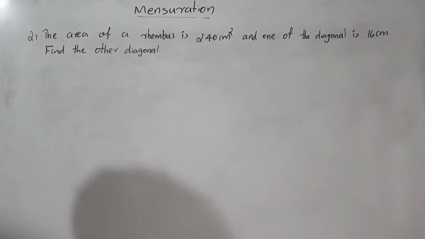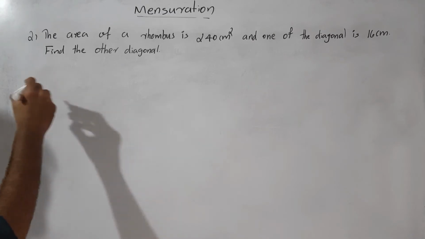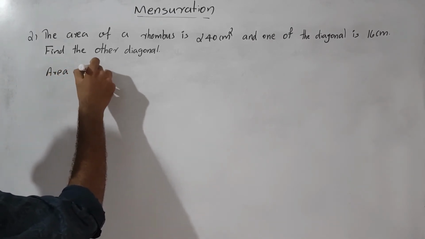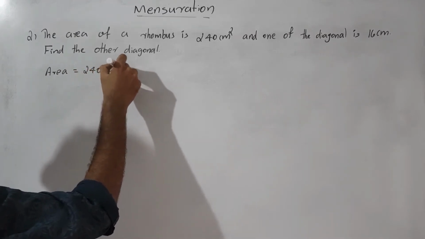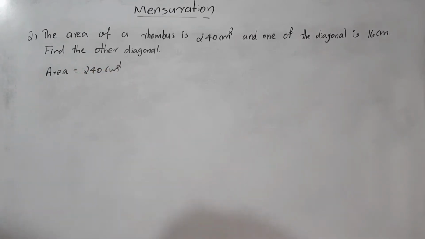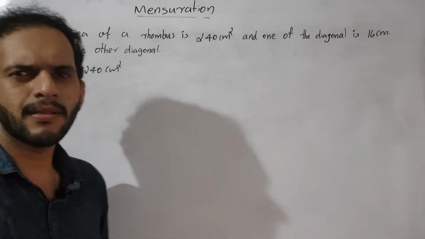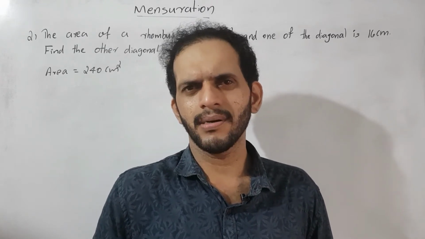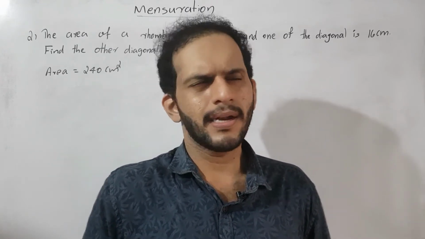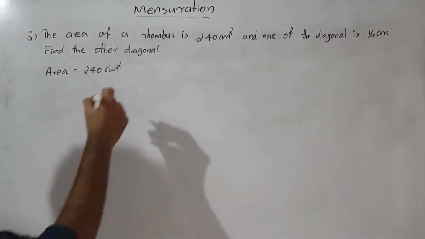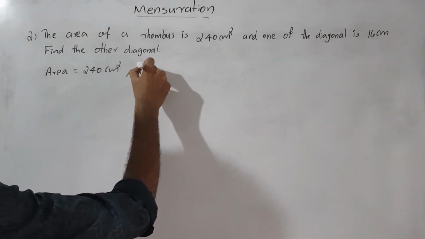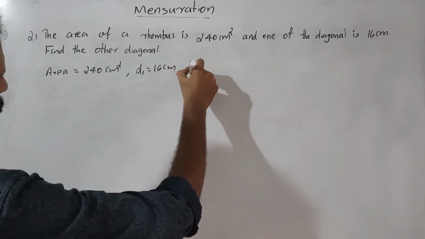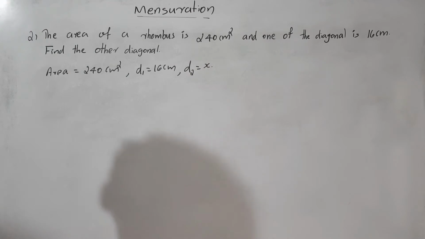Okay, so how do we start? First we write what are given. Here is given area is equal to 240 square centimeter and one of the diagonals is given. We are denoting the diagonals in the form of d1 and d2. So the first diagonal we choose here is d1, and d1 is equal to 16 centimeter. We don't know the value of d2, so we choose d2 is equal to x.